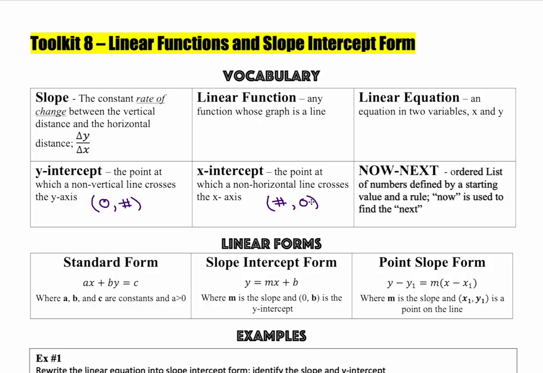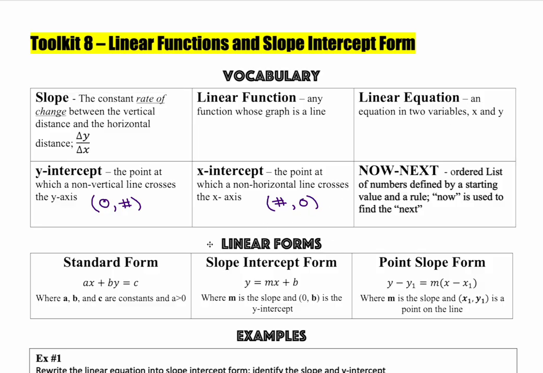The next vocab is our now-next. This is an ordered list of numbers defined by a starting value and a rule. Now is used to find the next value. So it would be your recursive form of what do we have now, and using our slope, how do we find the next number in the set of numbers. So it is just a pattern of numbers.